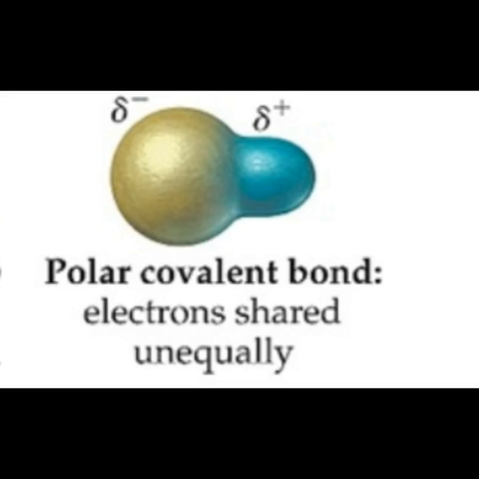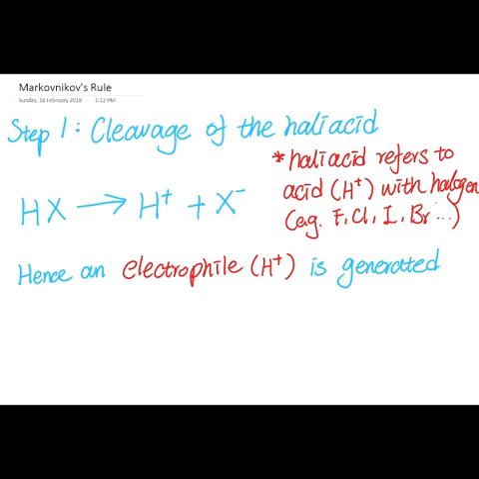Now, cleavage just means the split, right? We know all halide acids are very polar. By polar, I mean the hydrogen itself only has one proton in its nucleus, because it's the first atom on our periodic table. But on the other hand, the halogen is quite a massive atom compared to the hydrogen. So with more protons in its nucleus, that generates a bigger attraction. So step 1 is the cleavage of the halide acid.